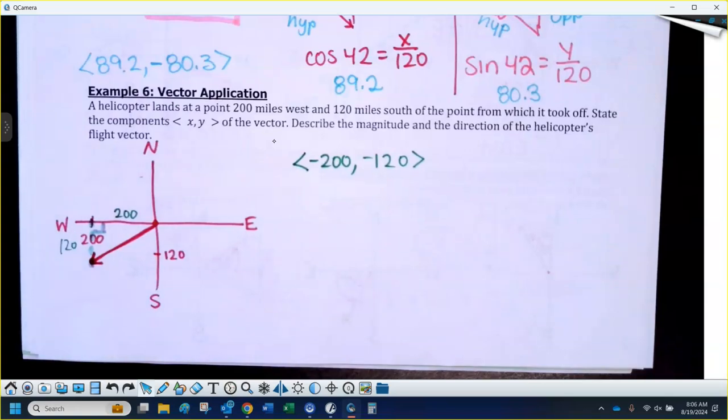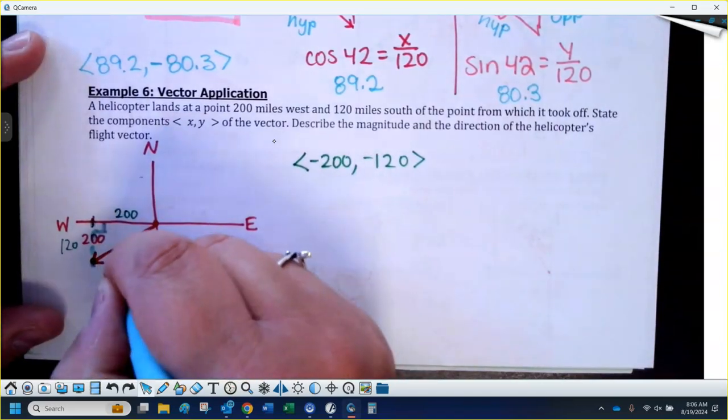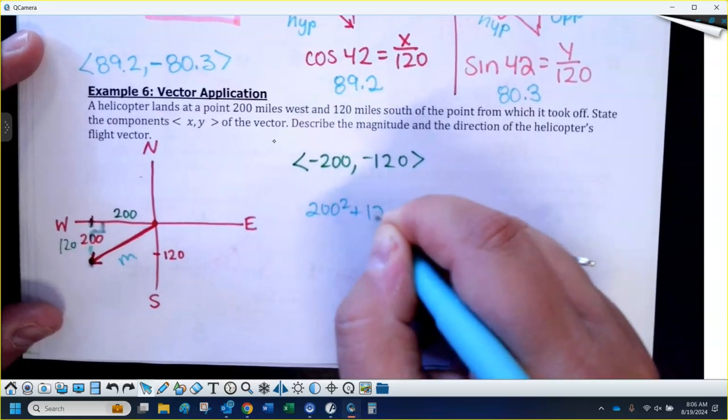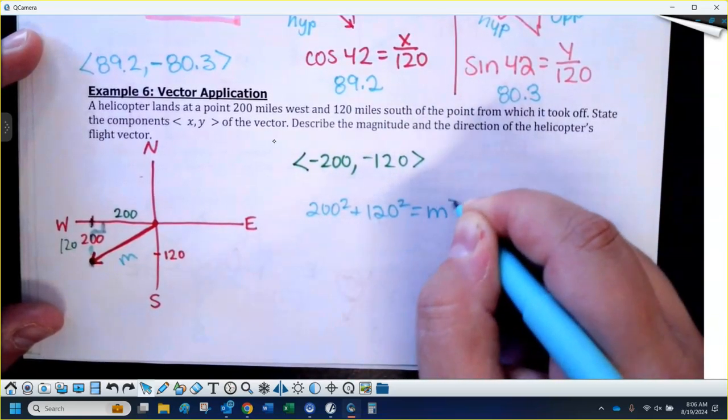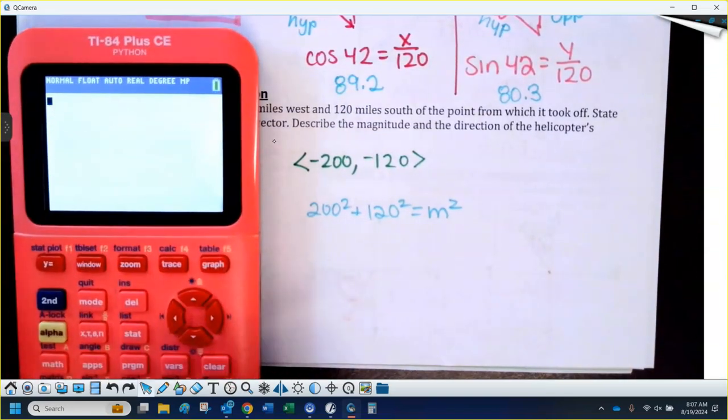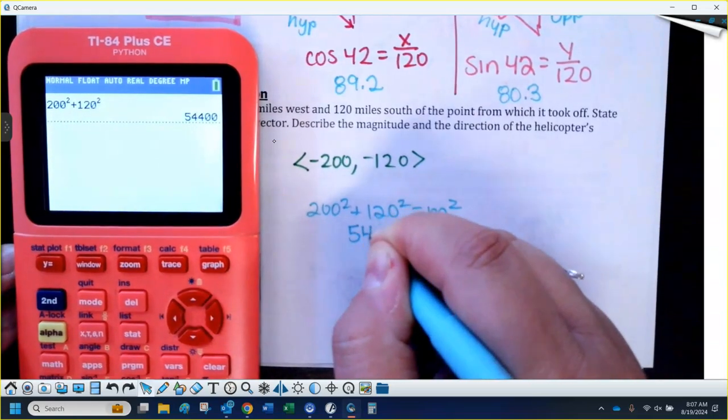And then it just says describe the magnitude and direction of the vector. So we don't have to do anything for the components. We can just pick that out from the information. To get the magnitude, remember the magnitude is just the hypotenuse. So we're just going to do a little Pythagorean theorem. So I'm just going to do 200 squared plus 120 squared. That's my magnitude squared. And let me see what that is. All right, so I got 54,400.